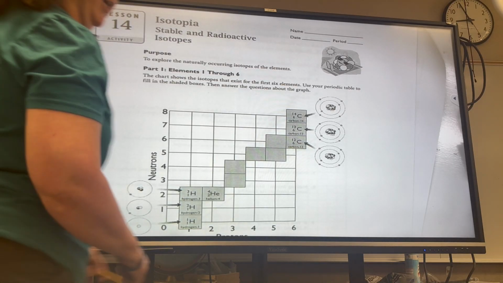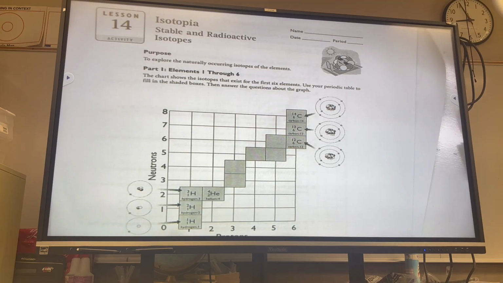Okay, so we're working on these worksheets here. This is lesson 14, it says at the top of the paper, Isotopia, stable and radioactive isotopes. Yesterday we reminded ourselves what isotopes are. They are atoms of an element that have different numbers of neutrons. So that's what we were working with yesterday.